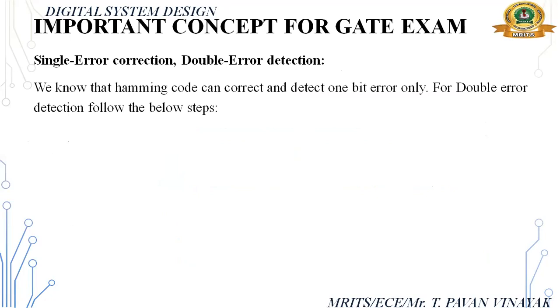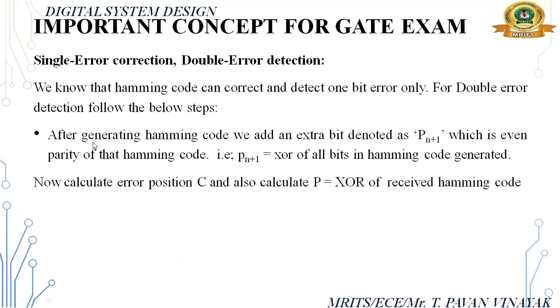So for the generated bit, please add one extra bit. After generating a Hamming code, just add an extra bit. That is the parity of Hamming code. The next bit is the parity of Hamming code, and transmit that one. Okay, you transmitted and you received that code.